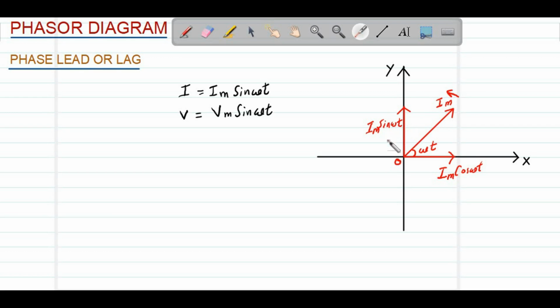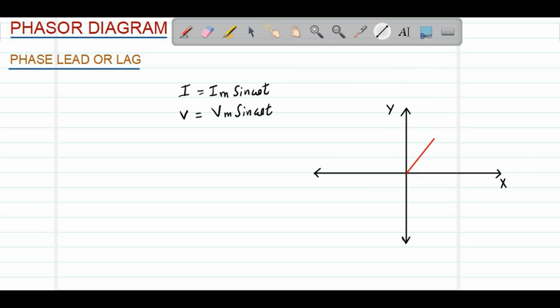Now we can see how the instantaneous value of current changes as the phasor rotates in anti-clockwise direction. Suppose I am taking the phasor of current, that is the peak value of current, as Im here. This is Im, the peak value of current, at a phase omega t. And its projection on y-axis at this instant of time is this much, and its magnitude is Im into sin omega t.